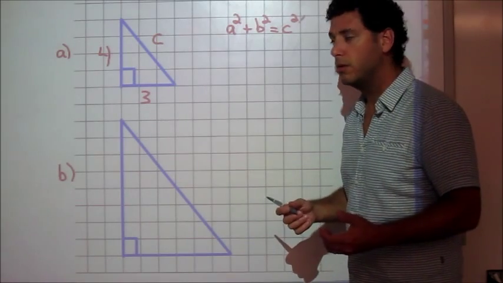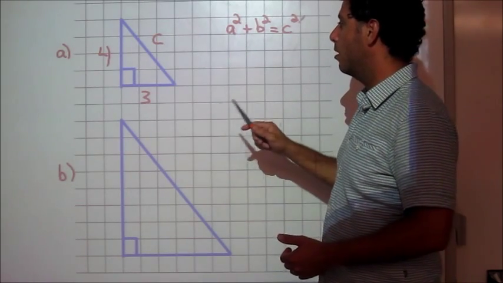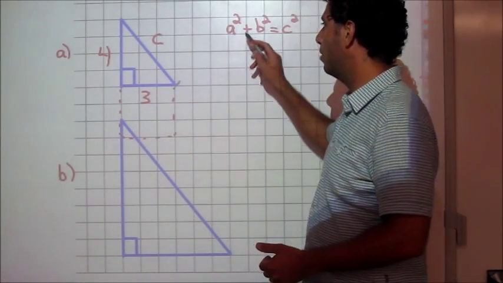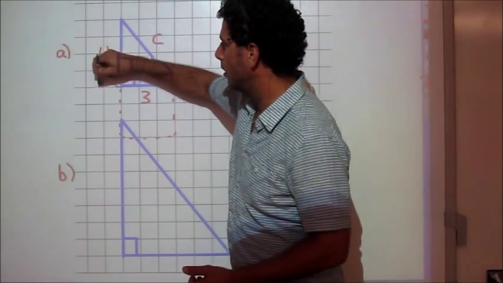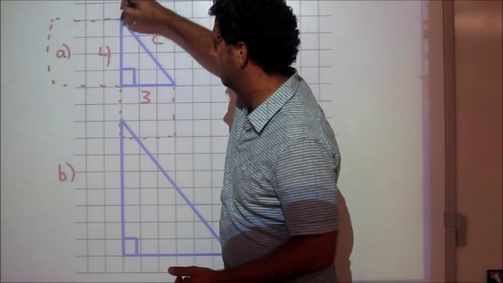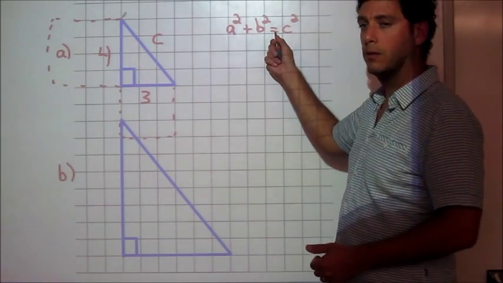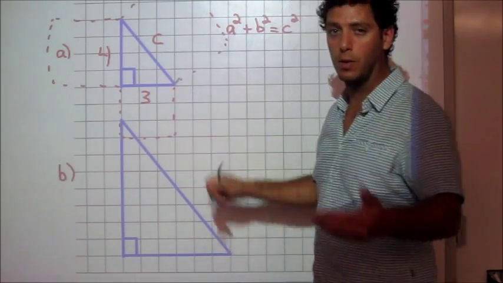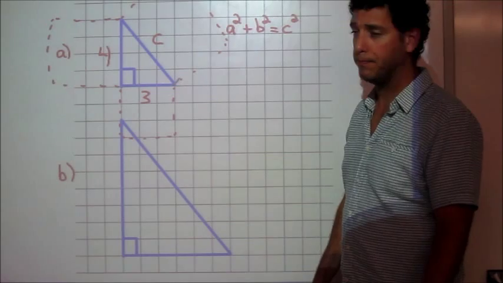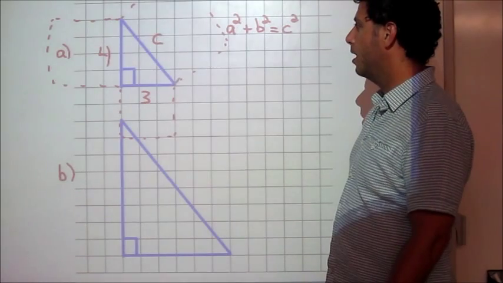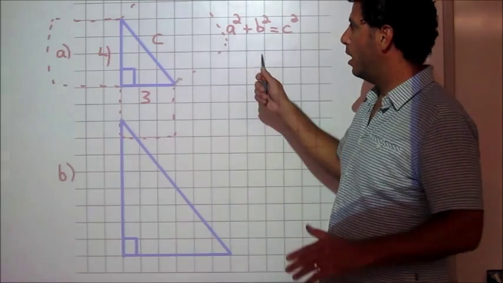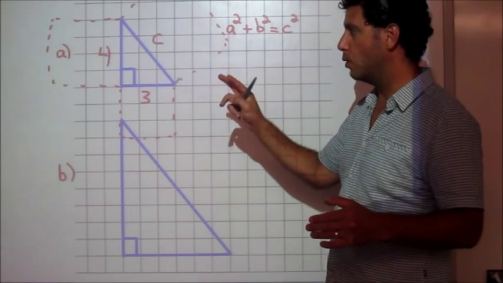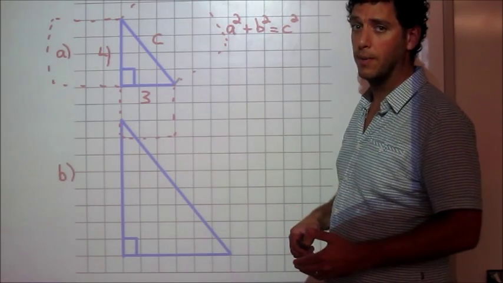In other words, the square on one of the legs plus the square on the other leg will always equal the square on the largest side, which is known as the hypotenuse. Okay? Now, it doesn't really matter which leg is A and which leg is B. If you solve it both ways, you'll find that it actually turns out to give you the same answer.